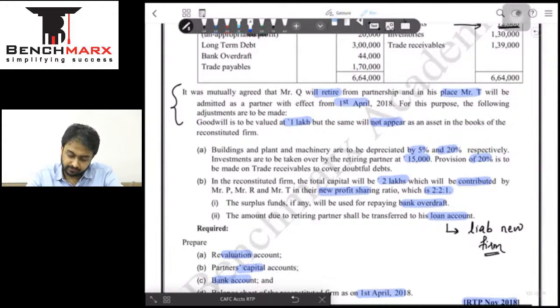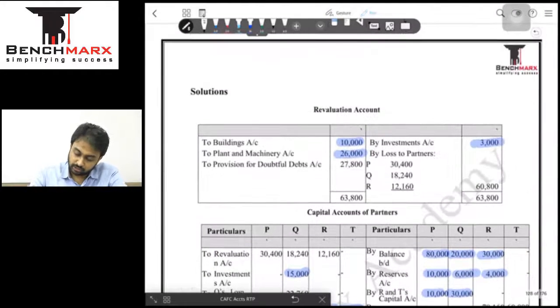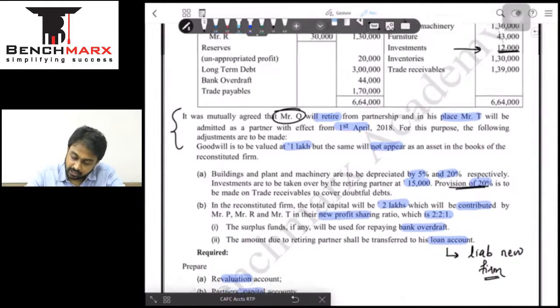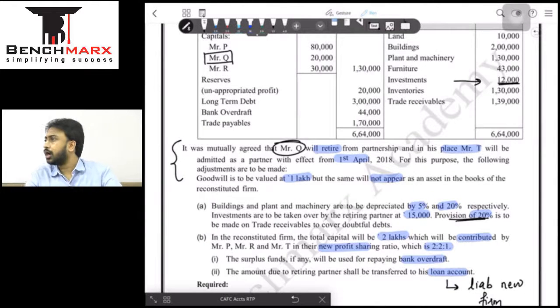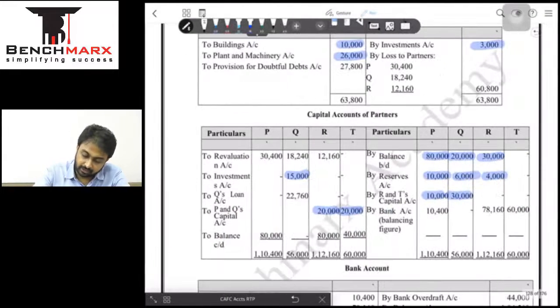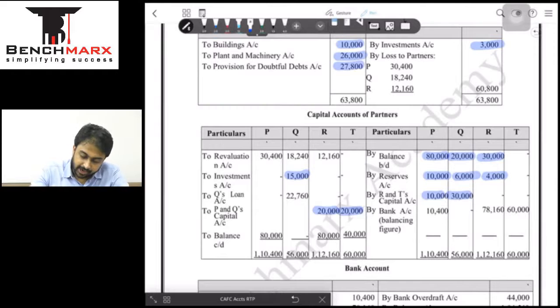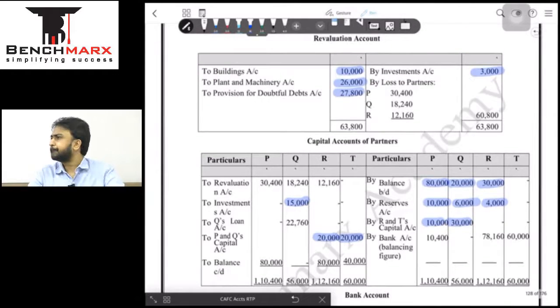Now one thing is left. We'll first close Mr. Q because Mr. Q is the one who's retiring and the balancing figure is going to be transferred to his loan account. But before that we'll have to close the reval account. In the reval account the 3 revaluation has come. Oh, provision for doubtful debts is left. Where were the provisions? I didn't read this. 20% provision. Debtors are 139, 20% of it appears to be 27,800, that is here. Now we can close the revaluation account and the balancing figure appears to be a loss.